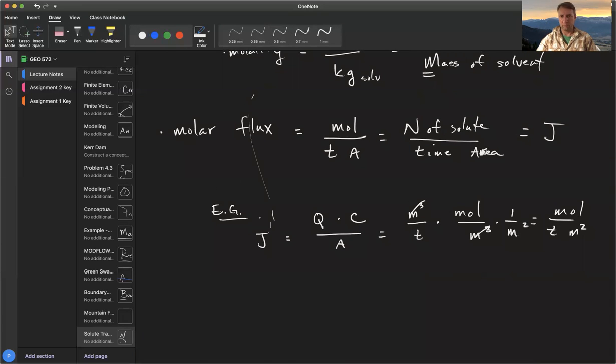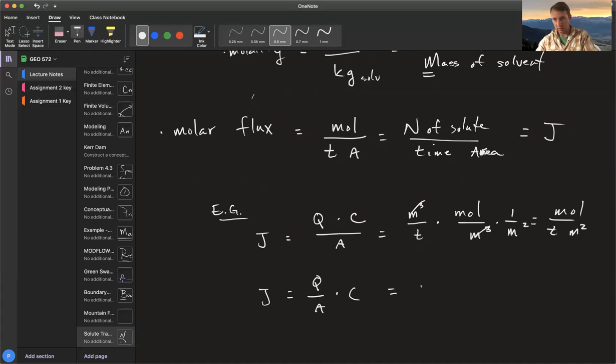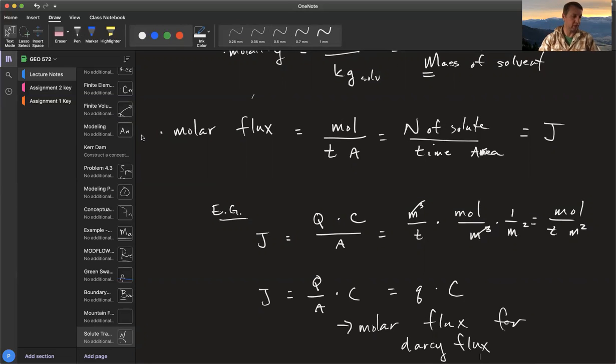Similarly, we can write J as equal to Q over A times C. And we can use our definition of Darcy flux for Q over A. So it's equal to little q times C. So the molar flux, q times C, for flowing water. Or molar flux as a function of the Darcy flux.